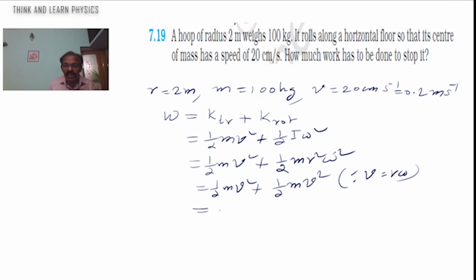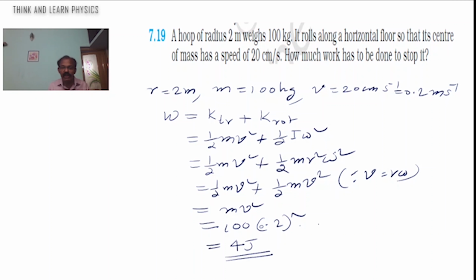This means mv square. So that's equal to m means 100 and v means 0.2. 100 into 0.2 whole square. This is equal to 4 joules. This is the work to be done in stopping the hoop.